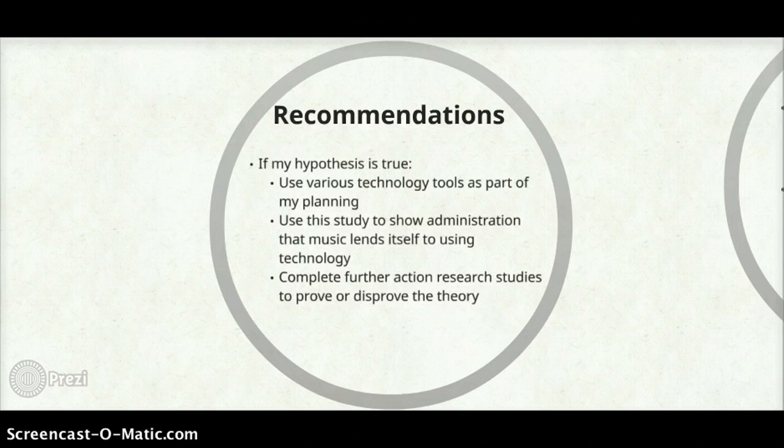Also, I would like to conduct additional action research studies to prove or disprove my theory, and I'll need to make sure that those studies vary in age range, in grade, in unit content, and classroom setting.